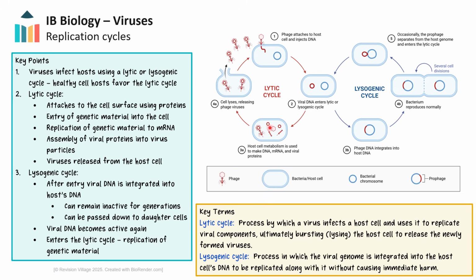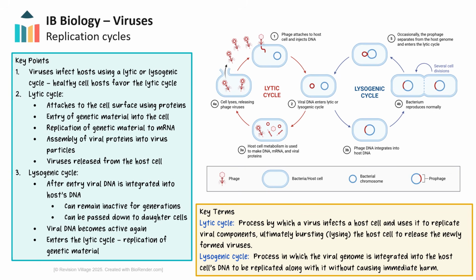The viral DNA is then used to make messenger RNA, which is translated to synthesize viral proteins. These components assemble into complete virus particles inside the cell. When the cell is full of new viruses, it bursts open, or lyses, releasing them to infect other cells. This process destroys the host cell and quickly spreads the infection.